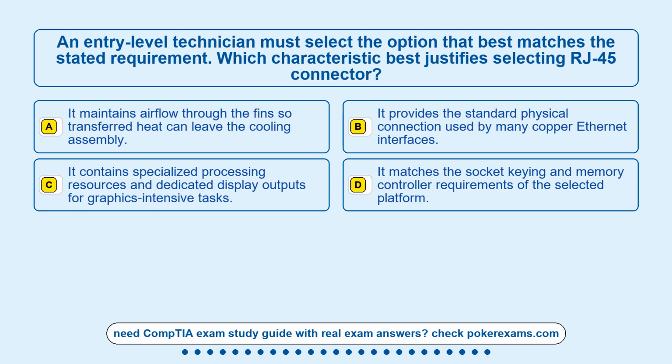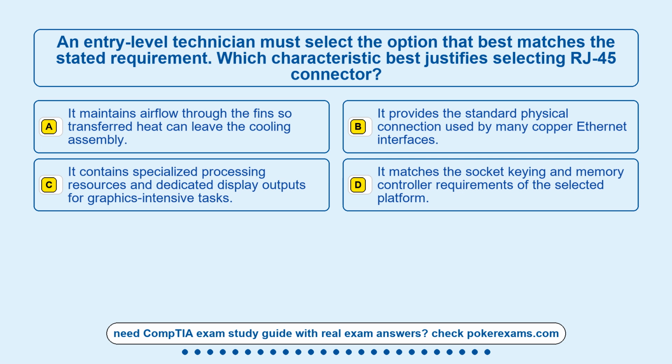Question 5. An entry-level technician must select the option that best matches the stated requirement. Which characteristic best justifies selecting RJ-45 connector? Option A. It maintains airflow through the fins so transferred heat can leave the cooling assembly. Option B. It provides the standard physical connection used by many copper Ethernet interfaces.